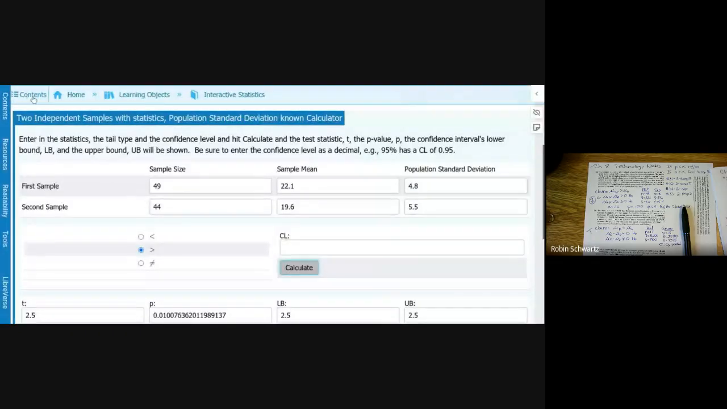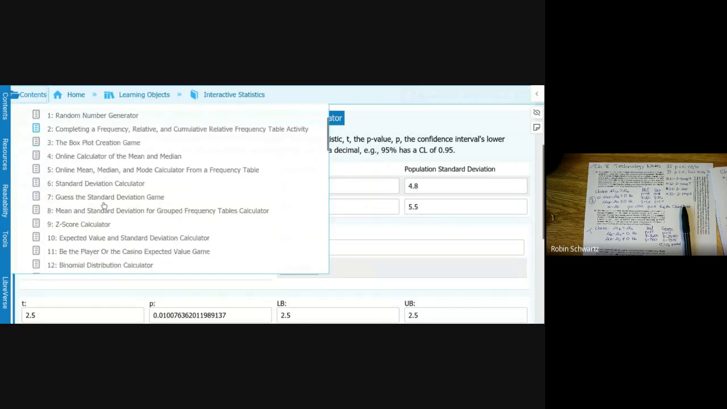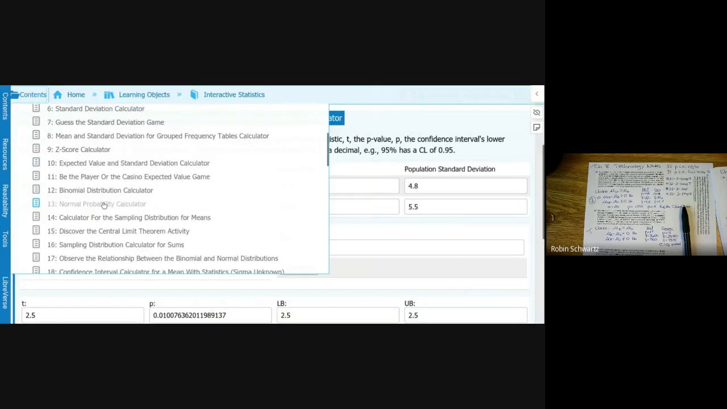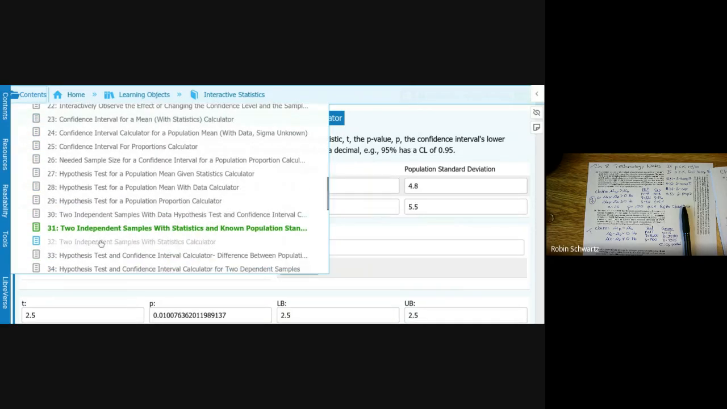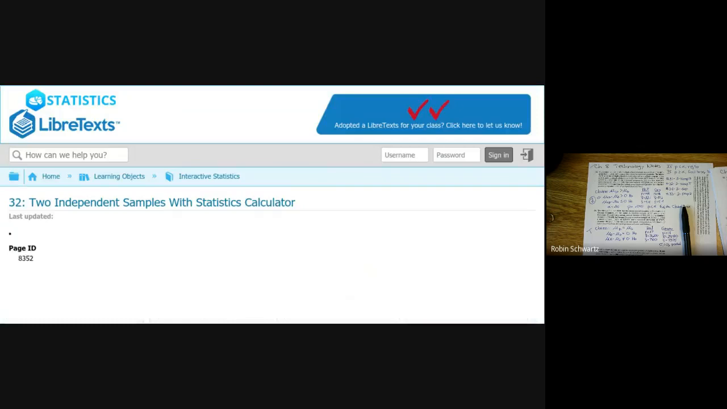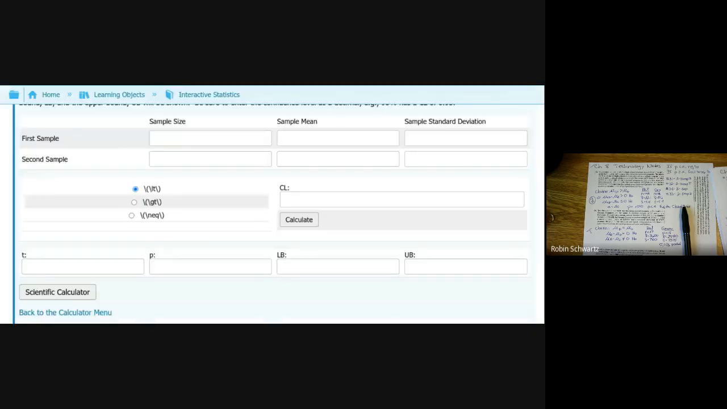So to get to 32, you just hit the contents tab in the left corner here. If I hit contents, I can go right here and scroll down to number, what did I just say, 32. And he just titled it 2 independent samples with SAS.